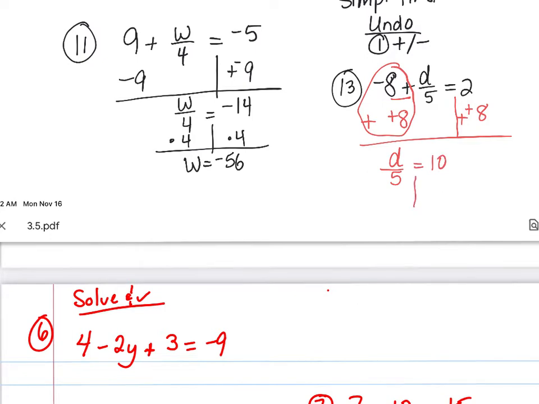Put your wall up. They're dividing, so we're going to multiply both sides by 5, and D is going to equal 50.